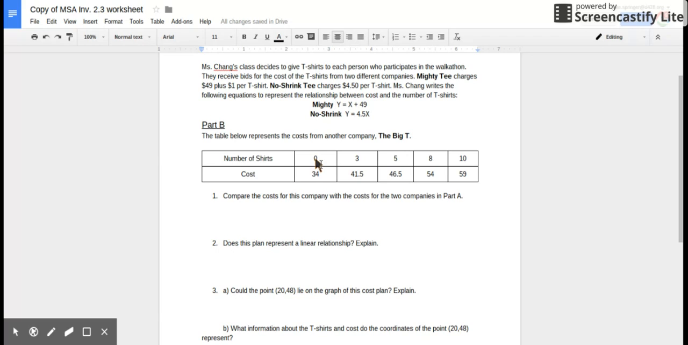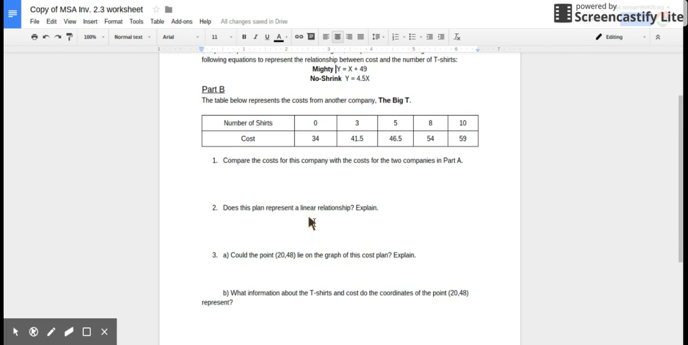So for example, the difference between 0 and 3, that would just be 3. And the difference between 34 and 41.5 is 7.5. So right now we know that for 3 shirts, the cost is $7.50. Now what we can do with that information is compare it to the rest of the information and see if maybe there's a pattern that's showing a consistent change in shirts and money. So that'd be a good starting point.